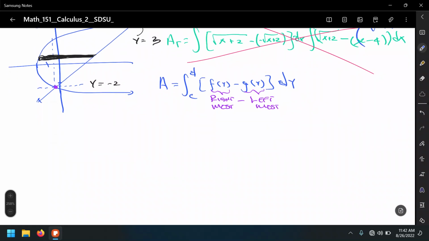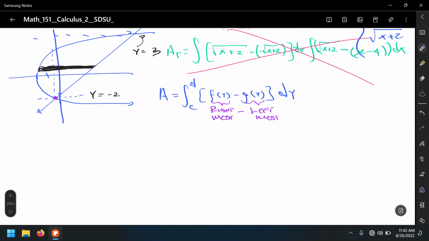Alright, so let's set up the problem. What's the rightmost function? Is it the linear function or the quadratic function? The linear, yes, sounds good. That's the integral from -2 to 3 of the linear, which is x plus 4 rather, no, not even x. Hold on. y plus 4, minus the quadratic function y squared minus 2, with respect to y.